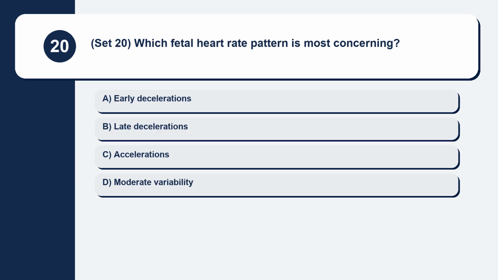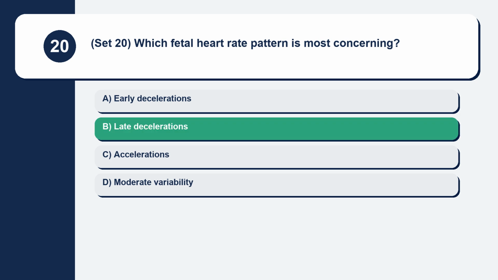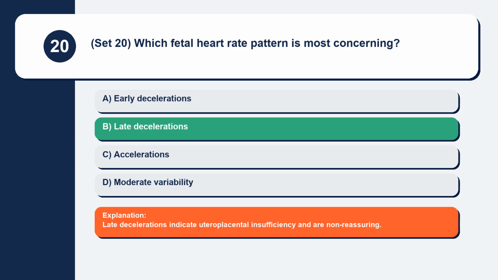Question 20. Set 20. Which fetal heart rate pattern is most concerning? Early decelerations, late decelerations, accelerations, moderate variability. Late decelerations indicate uteroplacental insufficiency and are non-reassuring.